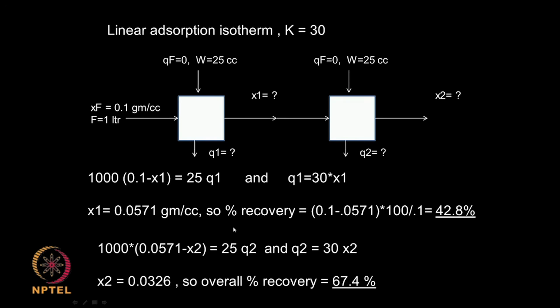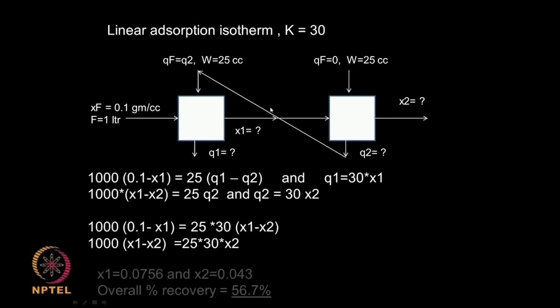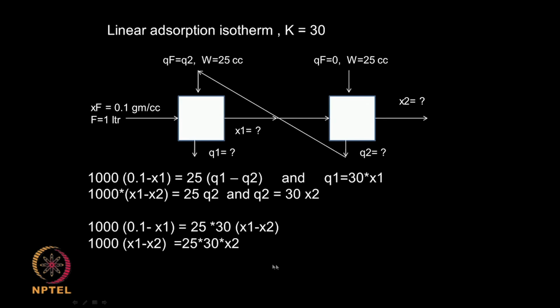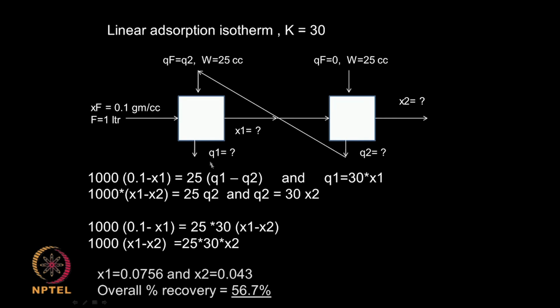In the previous problem I am adding fresh W in both, that means totally I have added 50 cc of adsorbent and I got a recovery of 67%. But when I take the adsorbent from the second adsorber and put it back into the first, that means I am not adding fresh 25, what happens? My adsorption efficiency is 56%. So from 67 it has come down to 56%, but I have used only 25 cc, whereas in the previous one I have used 50 cc of adsorbent.